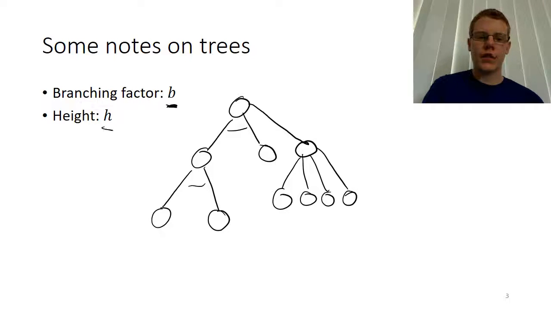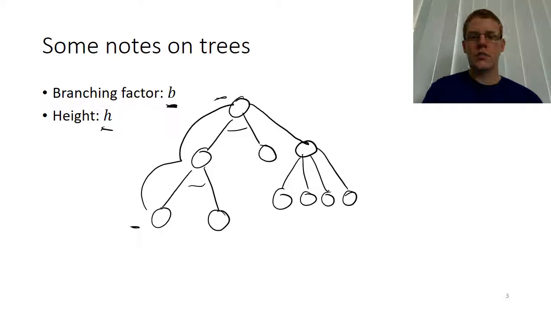The height of a tree is simply the longest path from any leaf node to the root node. So in this case, the height of this tree is 2. But if I added these nodes here, then the height of the tree would become 3.